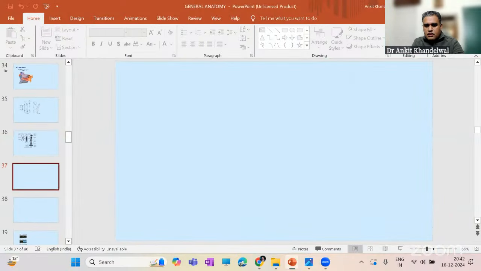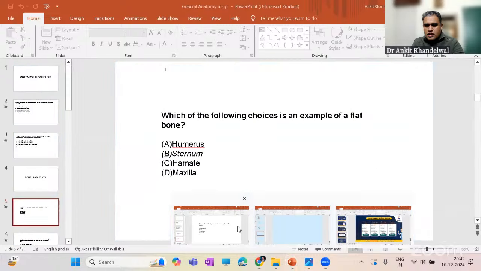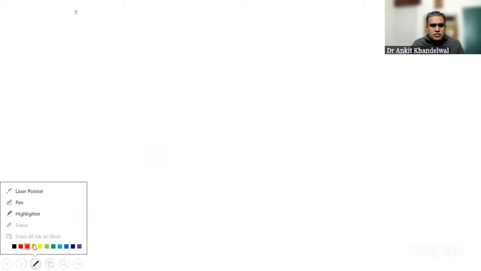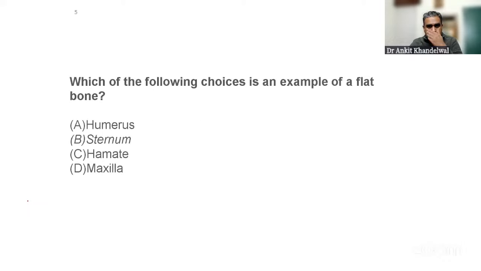Okay, let us do some MCQs over here from where we left. And here we go. Okay, so as we have done, the flat bone was which one? It was the sternum, that was a flat bone. Okay, what is the humerus bone? It is a long bone. Hamate, it is a short bone, carpal. What is maxillofacial bone? Pneumatic bone. It will be a pneumatic bone. Okay, let us see more.